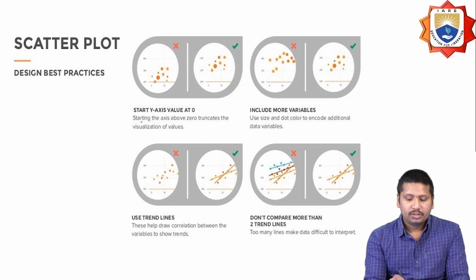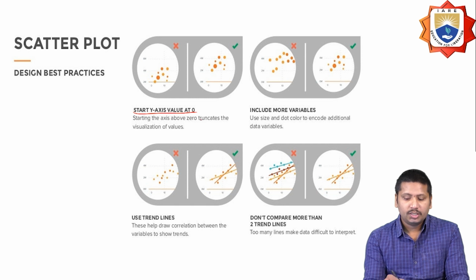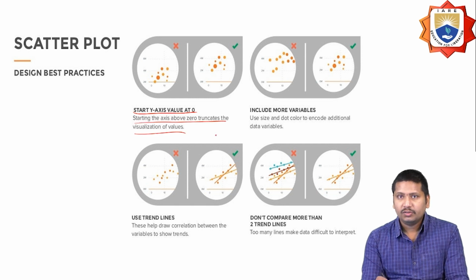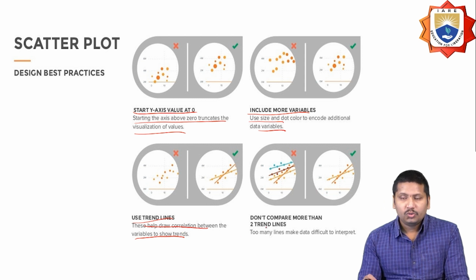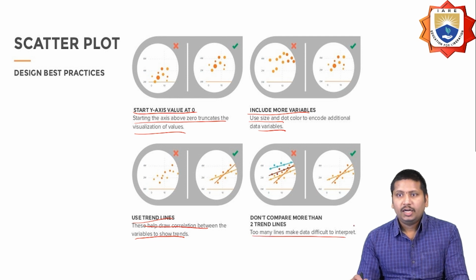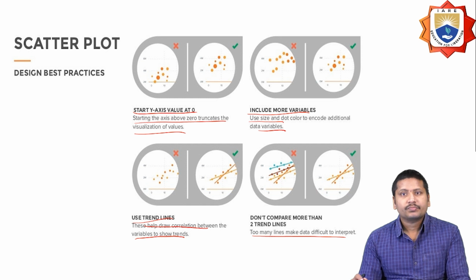Same thing, start the axis at value 0, because starting the axis above 0 truncates the visualization of values, and include more variables. So use size and dot color to encode the additional data variables, and use trend lines. This should help to draw the correlation between the variables to show the trends, and don't compare more than 2 trend lines. Too many lines make the data difficult to interpret.